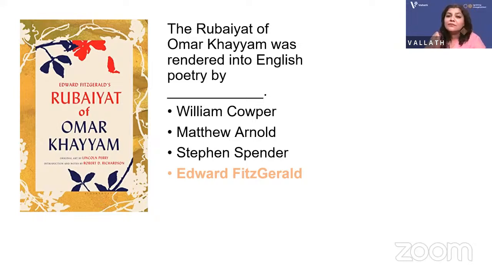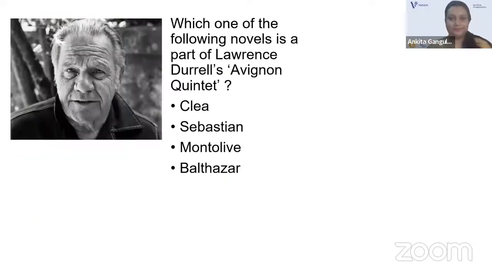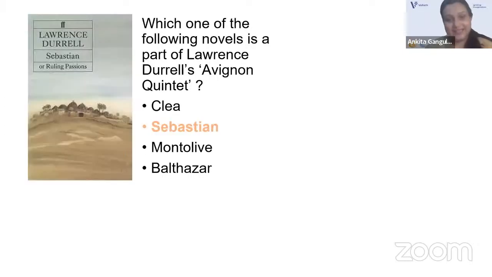Okay, next. Which one of the following novels is a part of Lawrence Durrell's Avignon Quintet? The quintet has 5 novels. Clea, Sebastian, Mount Olive, Balthazar. Which one of the following is a part of the Avignon Quintet? All of these, I guess. Tell us the answer, Ankita. Here the answer is Sebastian.